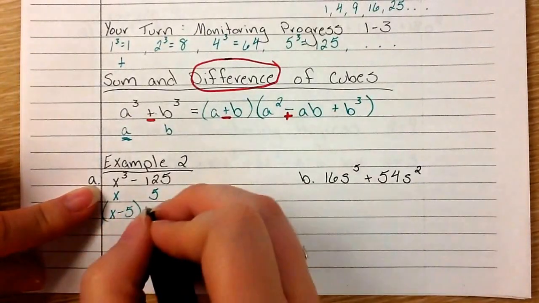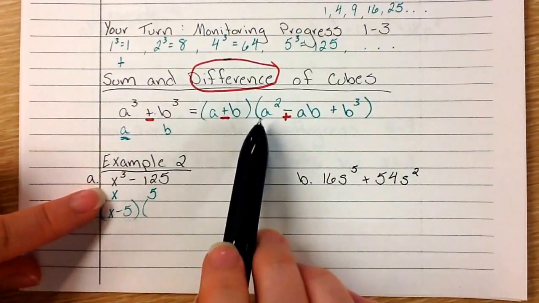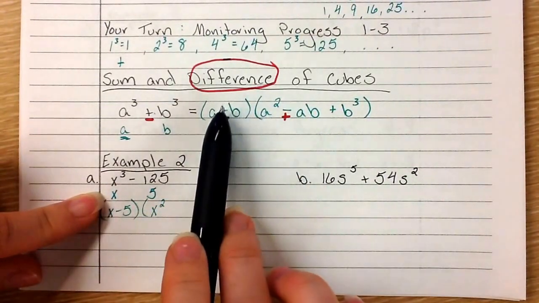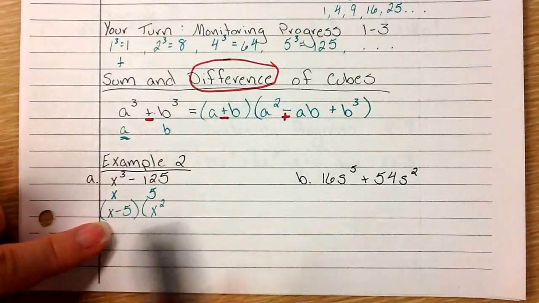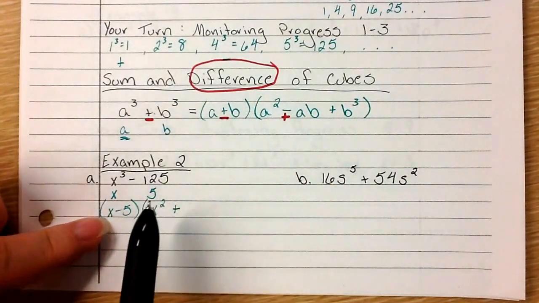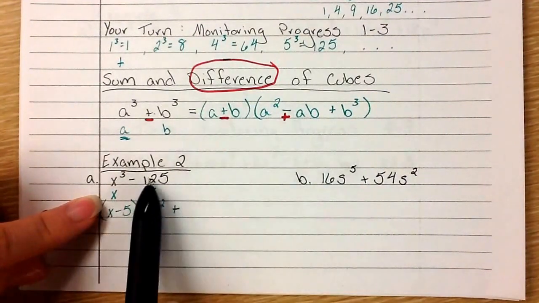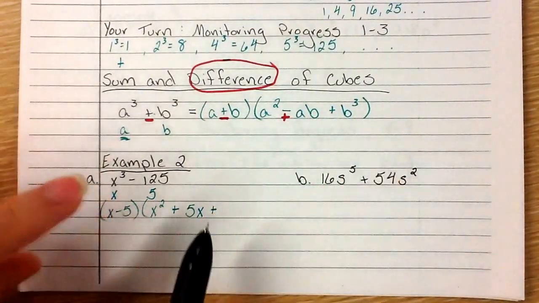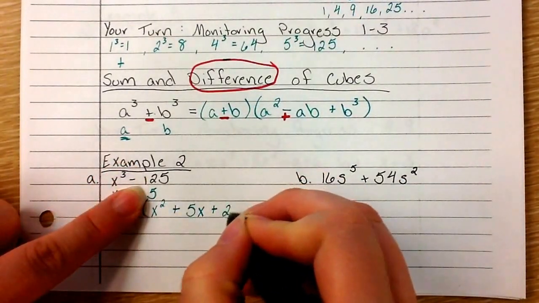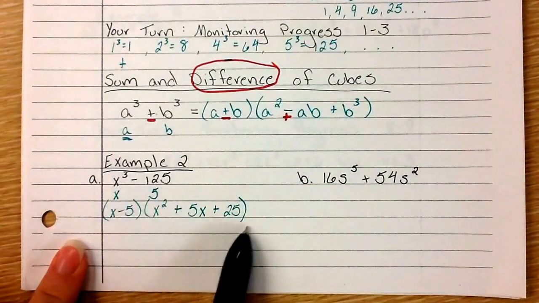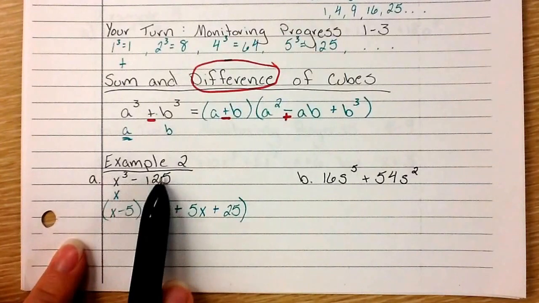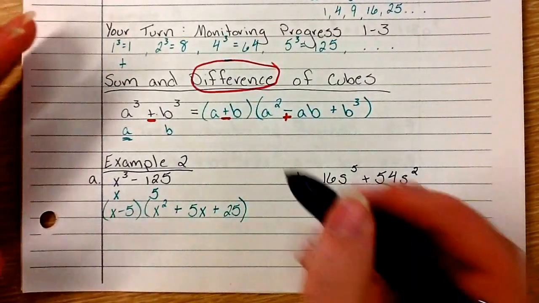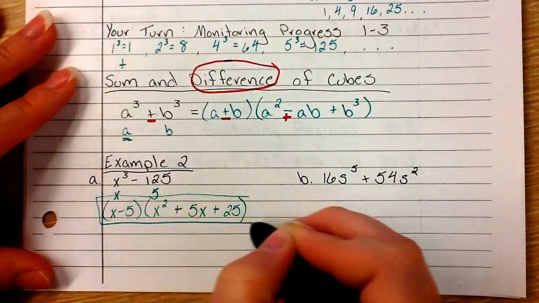x minus 5. And then I'm going to multiply that by the square of the first thing, so I take x and square it. And then I change my sign, because if it's plus, it's minus. If it's minus, it's plus. So since this is minus, this one's going to be plus. Then I multiply the 5 times the x, right? The a times the b, so the 5 times the x, so that's just 5x. The last sign is always plus, and then I square the last term. 5 squared is 25. So this is how a difference of cubes will factor. This quadratic is not factorable. You can try, it won't factor. Okay, so this is completely factored right here.